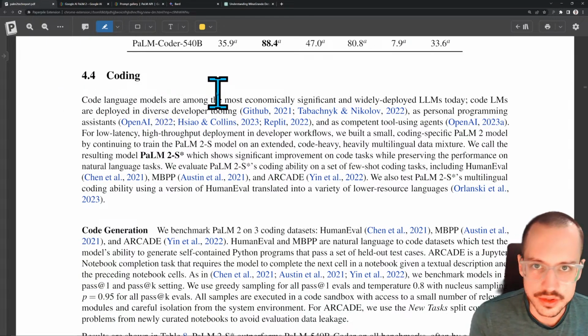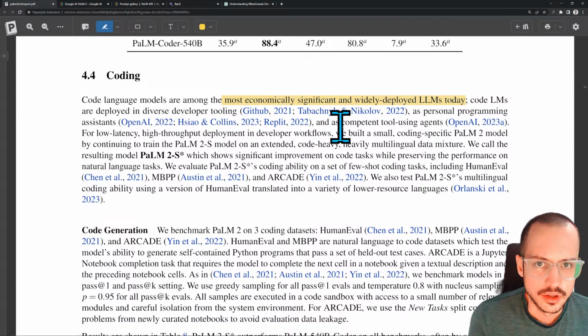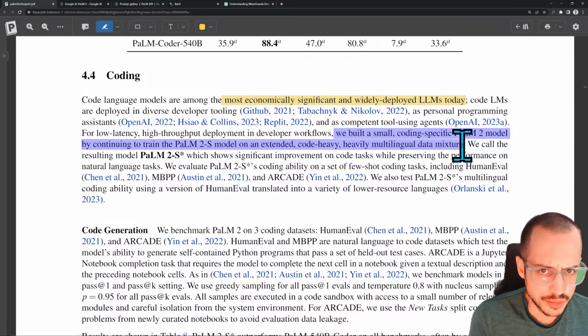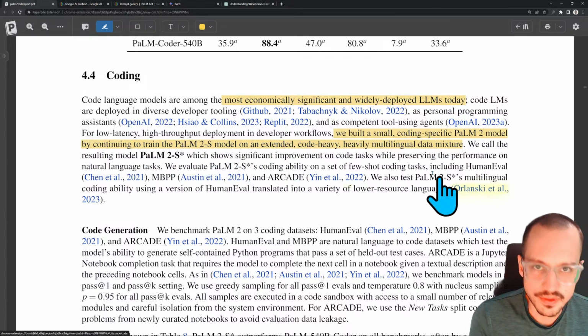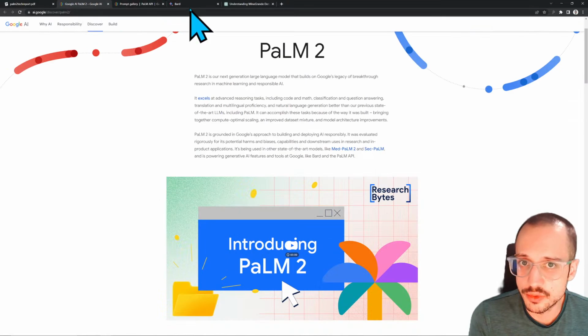Code language models are the most economically significant and widely adopted LLMs today. Personal programming assistance, competent tool using agents. We built a small coding-specific Palm 2 model by continuing to train the Palm 2S model on an extended code-heavy multilingual data mixture. We call the resulting model Palm 2S. Okay, so they basically fine-tuned their own version of Palm 2 specifically on code in order to get as good performance as they can here.